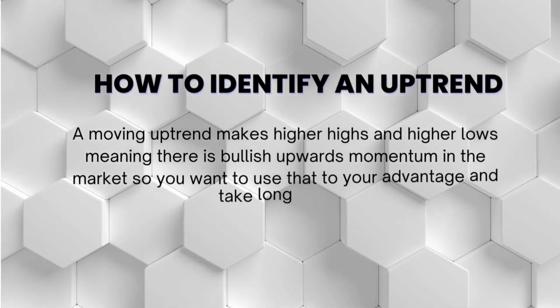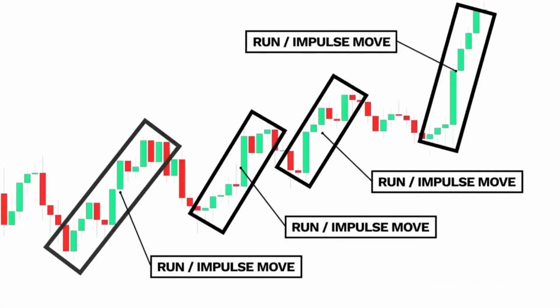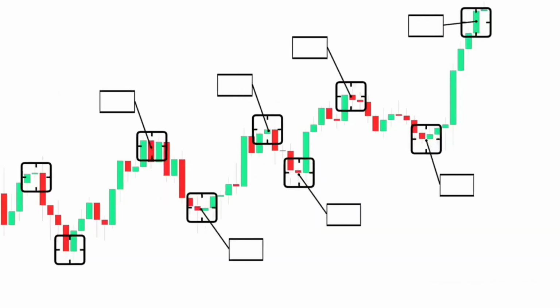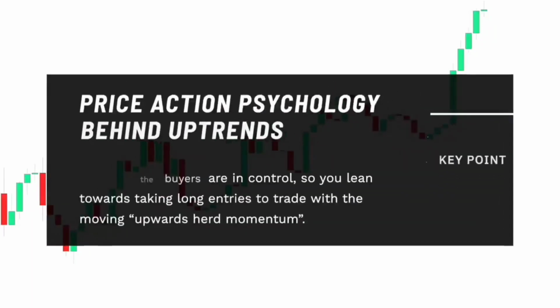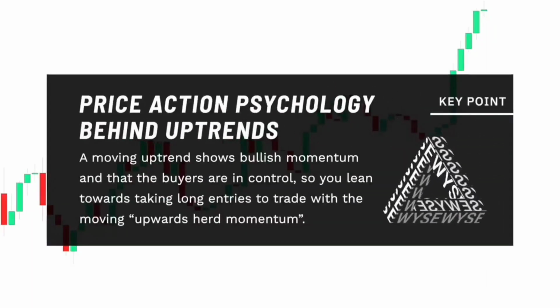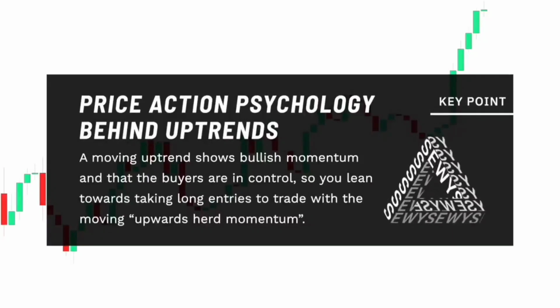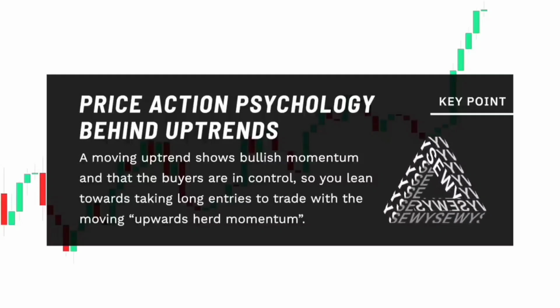So how do you identify an uptrend? You have your runs here and your pullbacks here, which means the uptrend makes higher highs and higher lows. From a price action standpoint, a moving uptrend shows bullish momentum, and the buyers are in control. So you lean towards taking long entries, to trade with the upward momentum here.